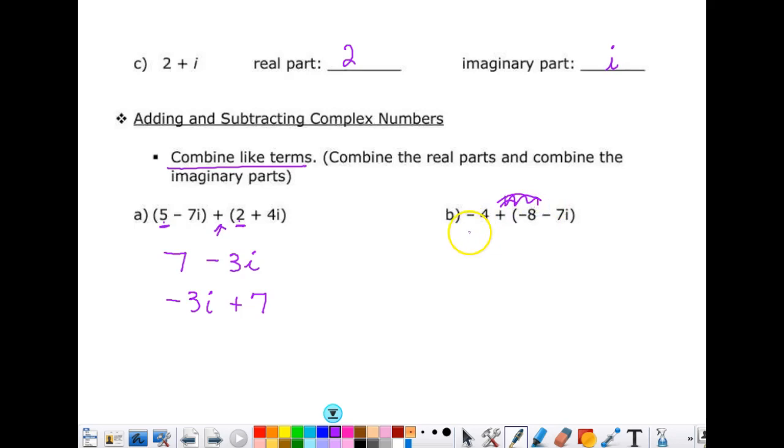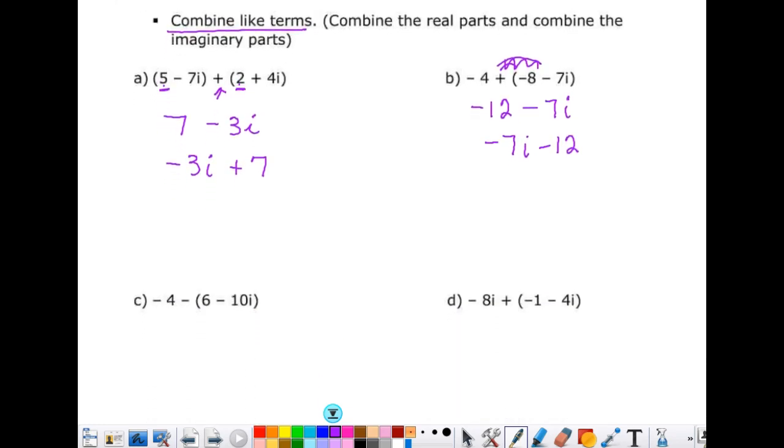Okay, so we're just going to combine like terms. A -4 and a -8 is a -12, and then the -7i doesn't have any friends, so it just has to stay by itself. And again, you could reverse it. If you ended up writing it like that, it's not really wrong. Just make sure your signs are correct.